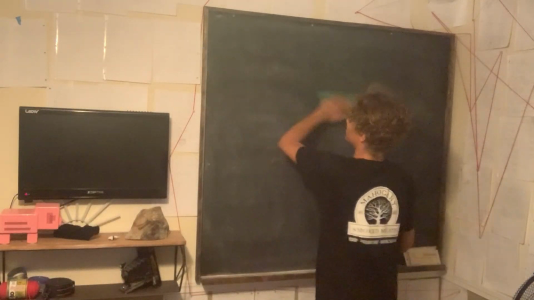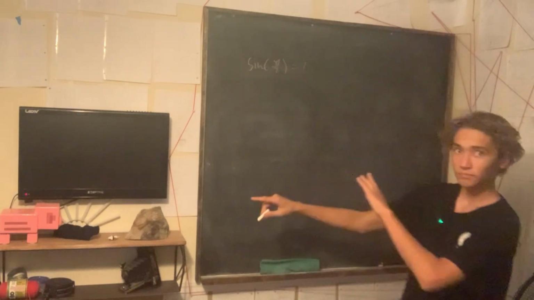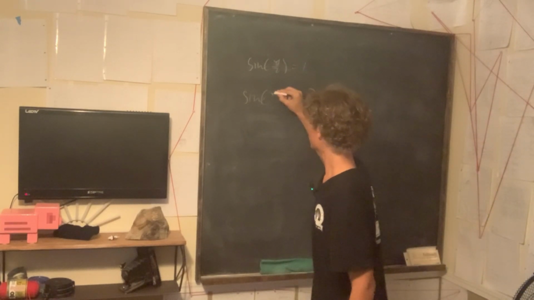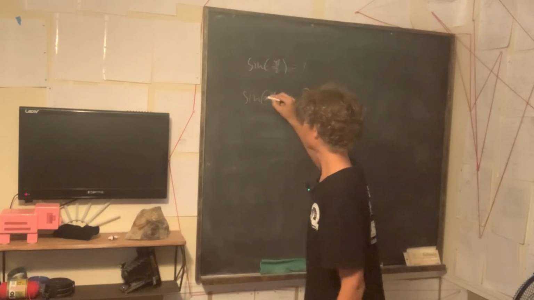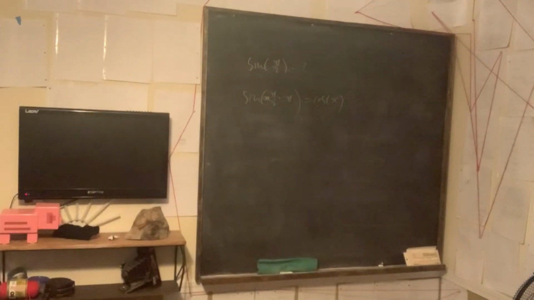Once again, totally just double check. Sine pi over 2 is also equal to 1. You guys want to see something kind of cool? No? All right, I'm joking. Sine pi over 2 minus pi. Well, let me check that. Let me just check that real quick.